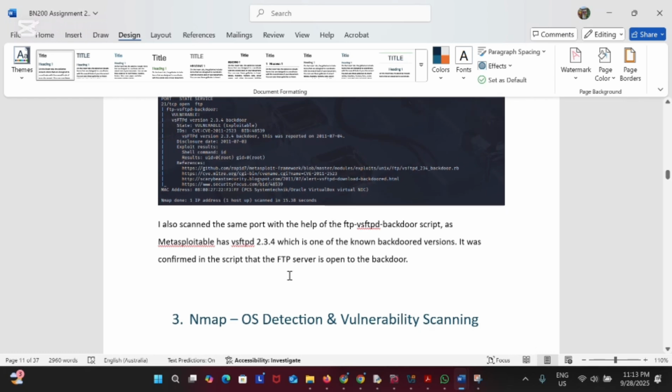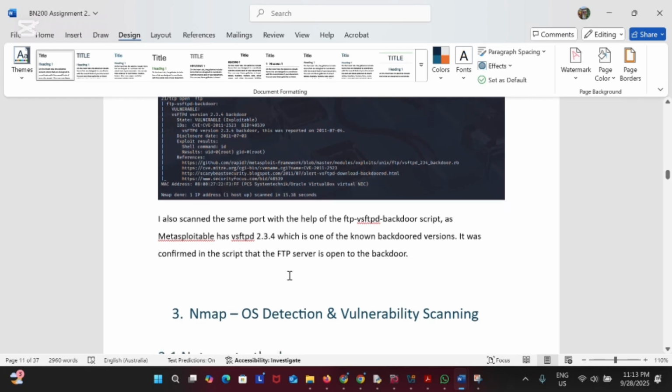These findings highlight crucial security implementation issues: outdated service versions with known vulnerabilities, misconfigured anonymous access and unencrypted protocols that require immediate remediation.